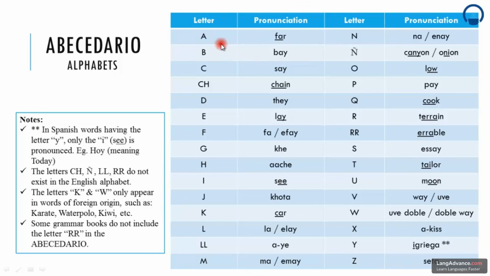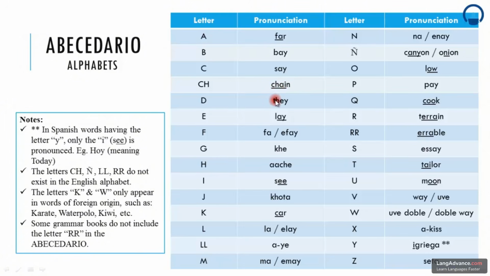So let's start. A is pronounced as A, and this underline means how it is pronounced in this English word, that is far. In this we get a pronunciation of A. That's why we pronounce the letter A in Spanish as A. B is be. C is say. CH is che, just like what we pronounce in the English word chain. So just remove the N and what we get is che.